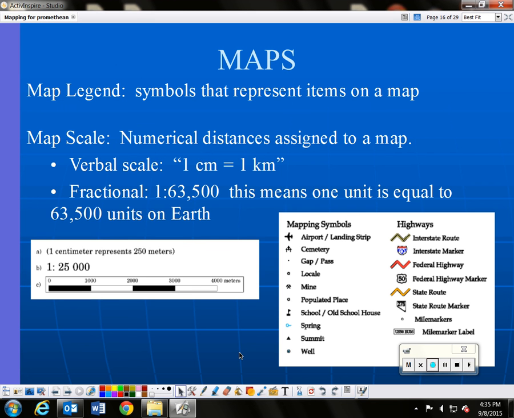Okay, a map scale is a numerical distance assigned to a map. A verbal scale is where it tells you literally the measurements. 1 centimeter on the map is equivalent to 1 kilometer in real life. Sometimes you'll see these weird fractional units. All this means is that 1 unit on the map is equal to 63,500 units on Earth, but a lot of times it doesn't tell you what that unit is. What we end up using is the verbal scale.